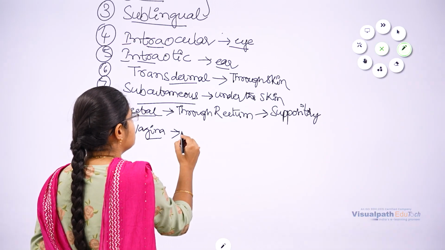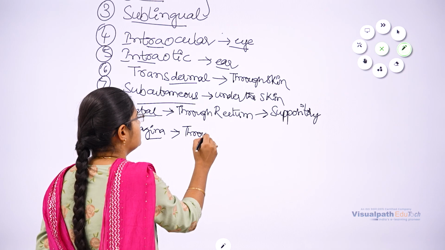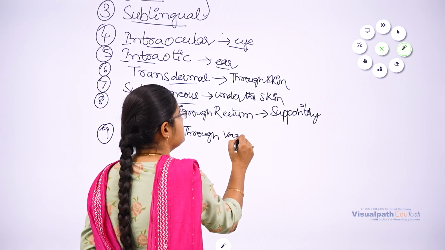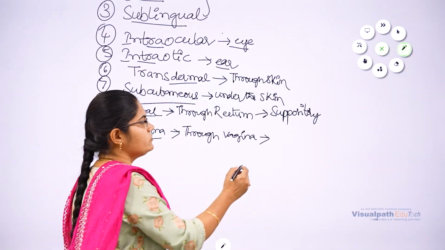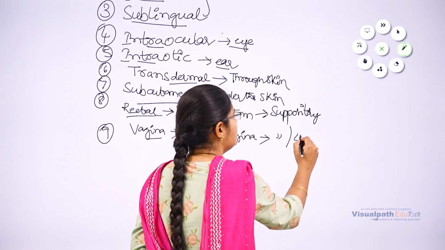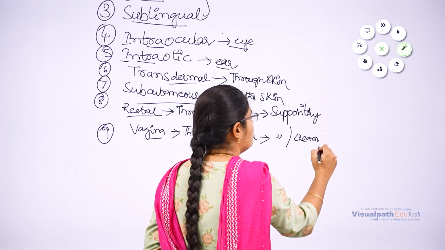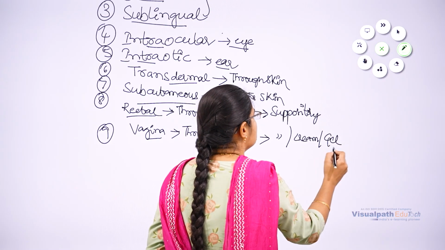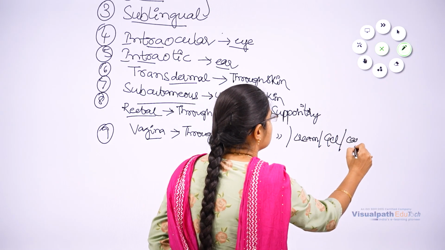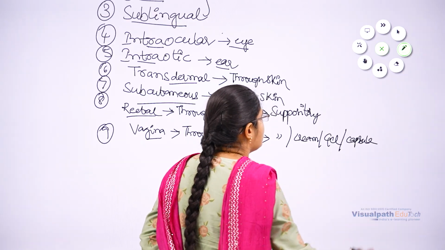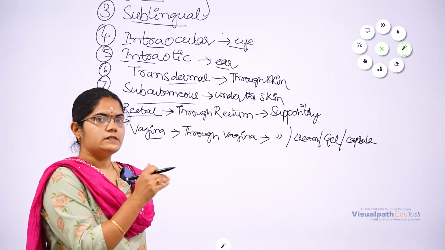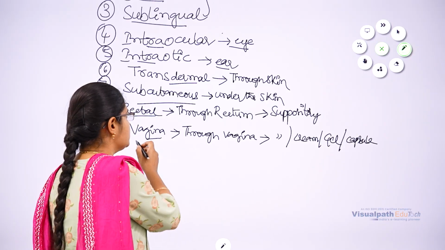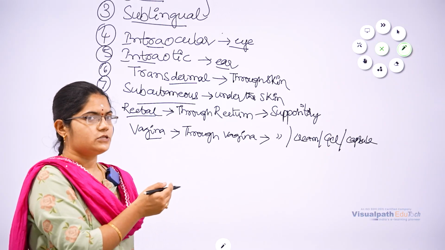Next is through the vagina. When a drug is inserted through the vagina, the route is termed the vaginal route. The drug will be in the form of a suppository, cream, gel, or capsule. When inserted through the vagina, that route is termed the vaginal route of drug administration.